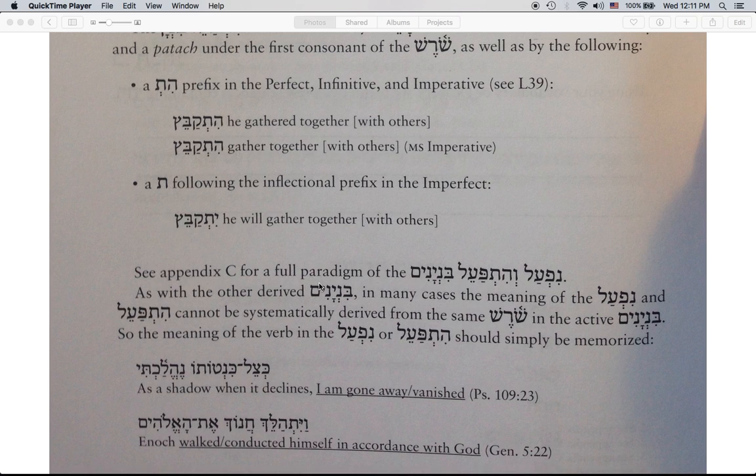When we introduce new words in the grammar, in the Devarim Chadashim lists, all the verbs will be marked with a Q for qal, with an N for nifal, with an HT for hitpael, and so forth, so that you know when you're memorizing that word, you're memorizing the meaning in the specific binyan that is being presented in the vocabulary list.